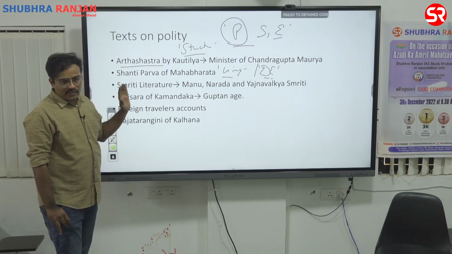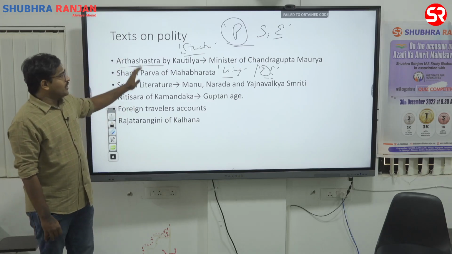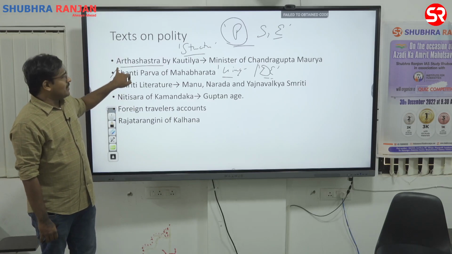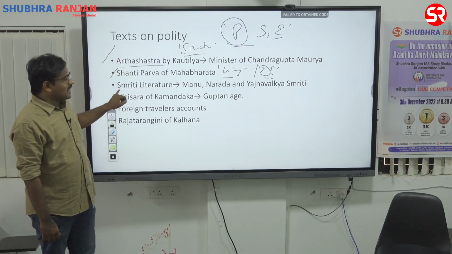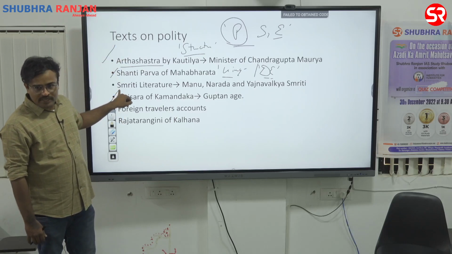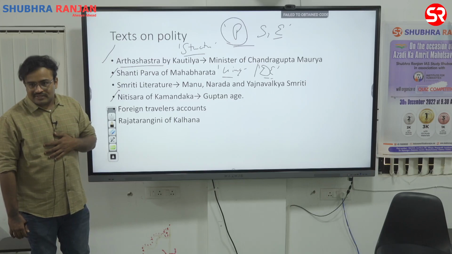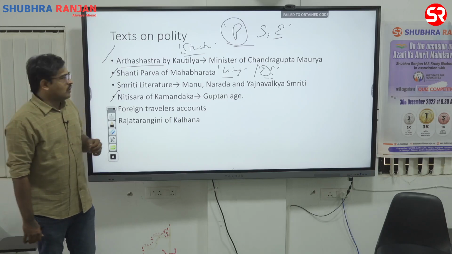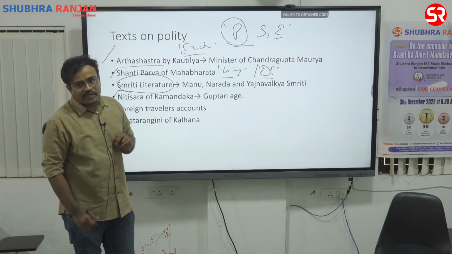Are you getting what I'm trying to say? It is given in the handout too, need not write. So these are the prominent ones. One is Shanti Parva of Mahabharata, second is Arthashastra of Kautilya, third is Nitisara of Kamandaka, which was written during the Gupta age. Then apart from that, Rajatarangini of Kalhana is one more book. Then along with that, we have numerous books which are known as Smritis.